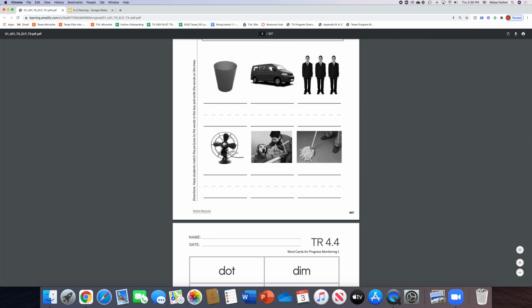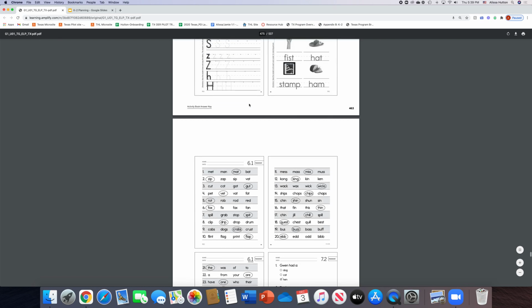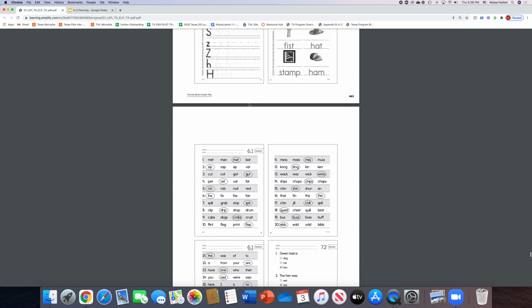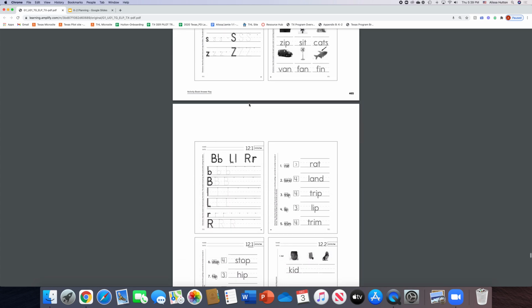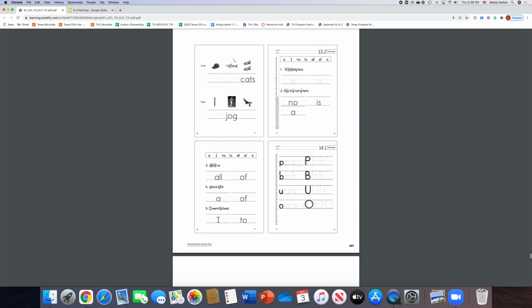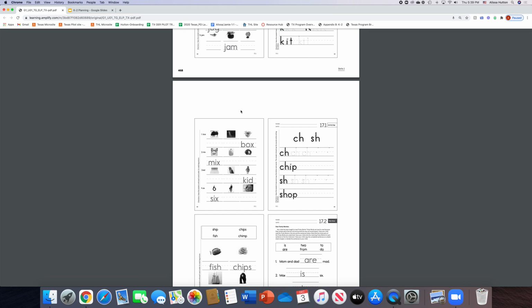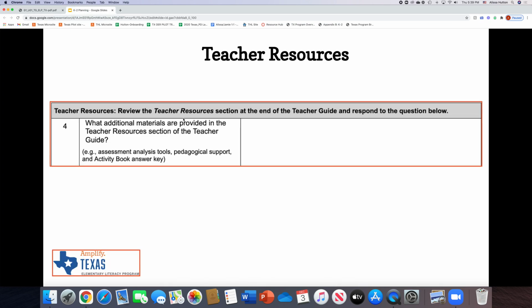I'm going to scroll down even further so I can show you some of the other resources that are included. So you'll notice here, these are the activity book answer keys. So from the student activity books, these are the answer keys that go along with them. So that's a great additional resource for you to have access to. And as you continue to scroll down, you will also see that TEKS correlation chart as well as the ALPS correlation chart. All of these resources are right in your teacher guide.